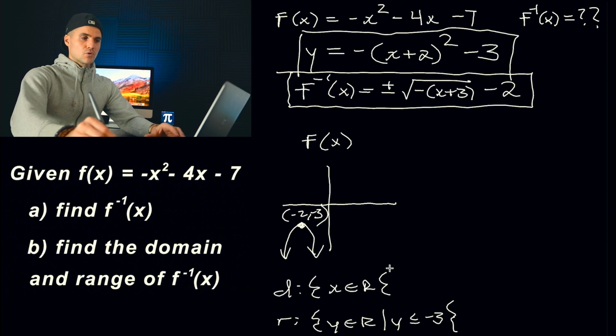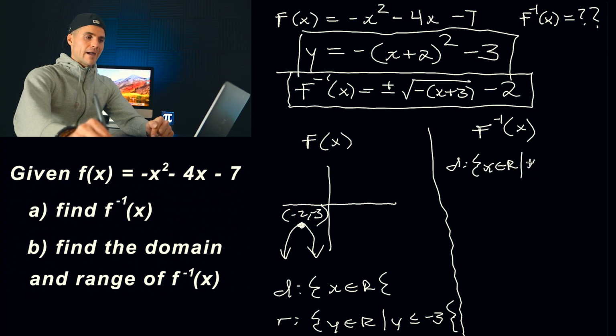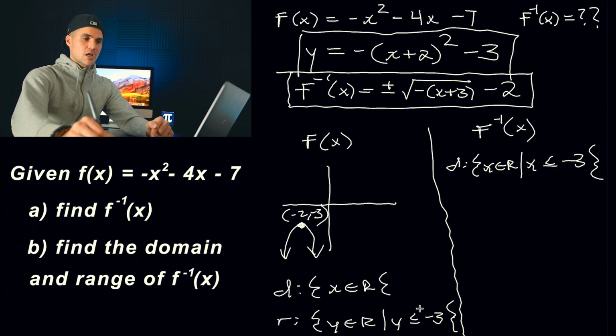Because we have the domain and range of the function, we know that the domain and range of the inverse is just going to be the domain and range from the original function interchanged. So we know that the domain of the inverse is going to be x ∈ R, x is less than or equal to -3, right? Just interchange this range to this domain, and then the range of the inverse is going to be the domain of the function. So it's just going to be y ∈ R, like that.